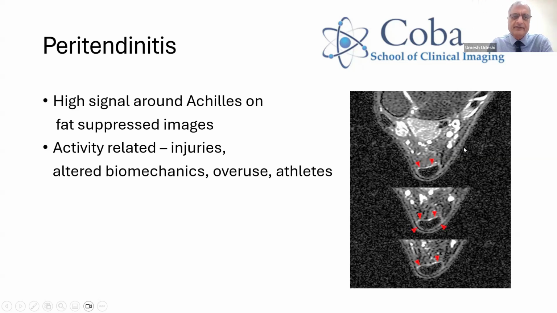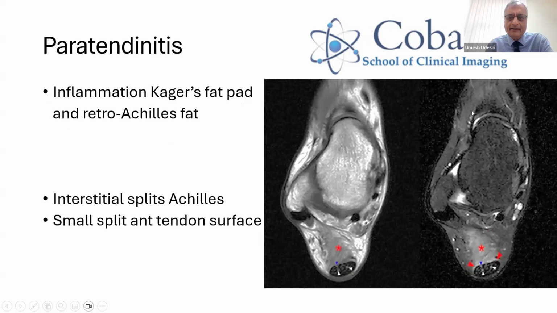Peritendinitis is activity related: injuries, altered biomechanics, overuse in athletes. That's who gets this condition. And paratendinitis is inflammation in either the Kager's fat pad or the retro-Achilles fat pad between the Achilles and the skin. So basically, it's fat pad inflammation.